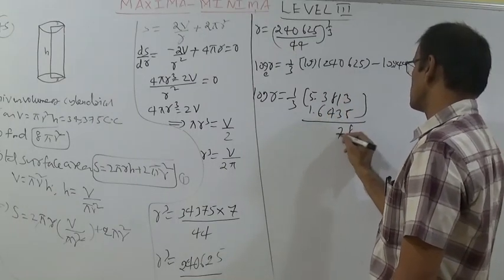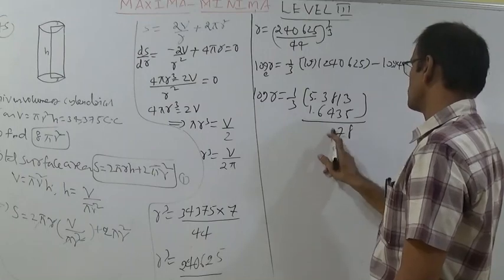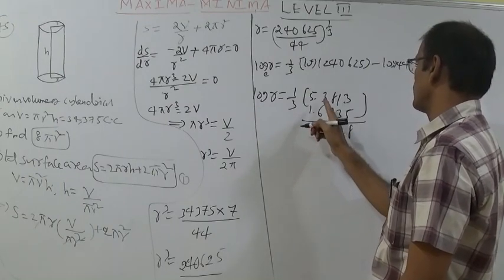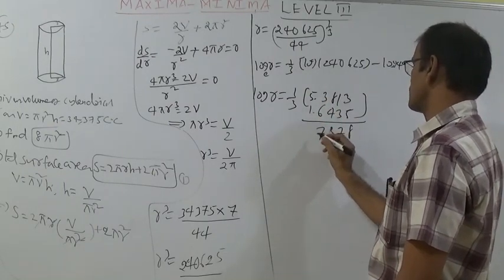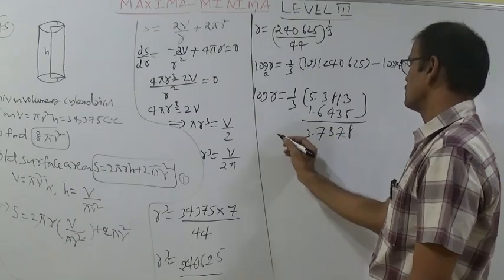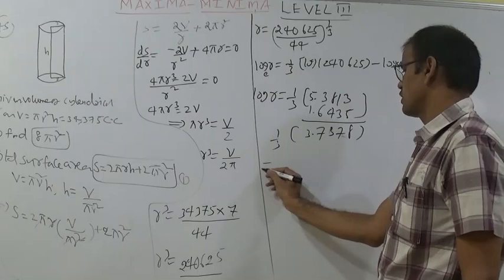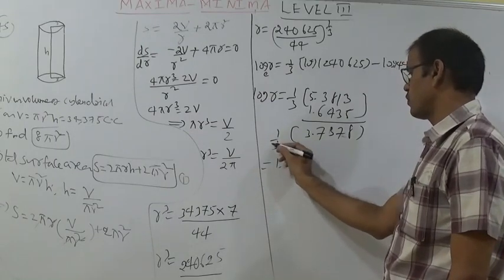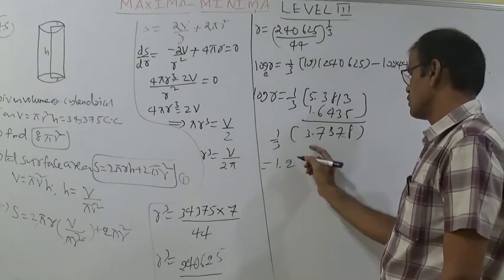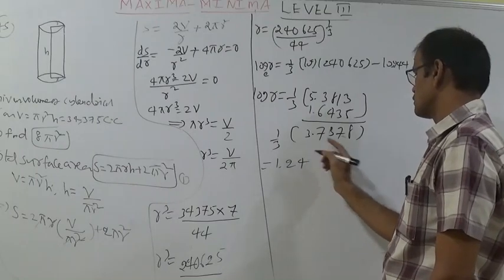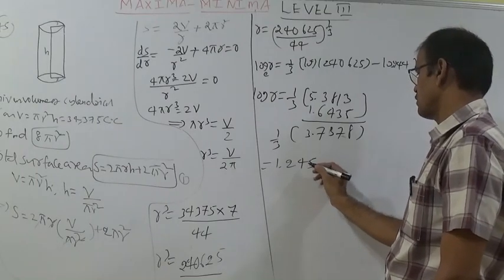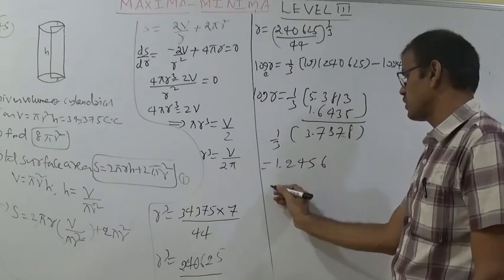10 minus 3, 7. 7 minus 4, 3. Here 13 minus 6, 7. 4 minus 1, 3. So this is 1 bar 3, students. Now you can write 1 point 2, 4, 5, 6. So 1.2456.